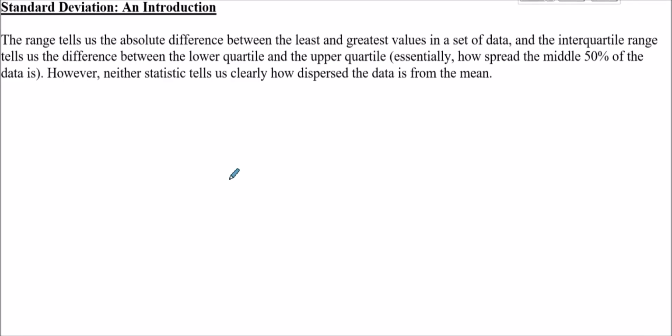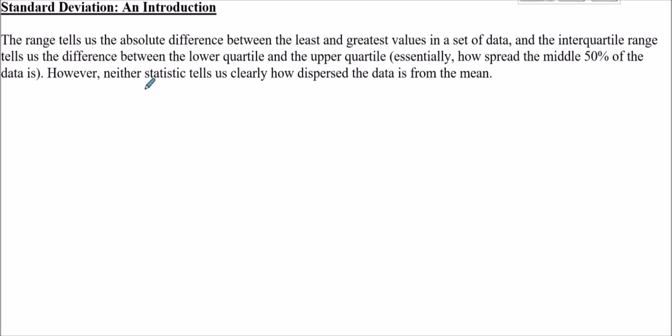Let's introduce it then. Standard deviation, a little introduction for you. So we've seen the range. The range tells us the absolute difference between the least and greatest values in a set of data. And the interquartile range, on the other hand, tells us the difference between the lower quartile and the upper quartile, which is essentially how spread out the middle 50% of the data is.